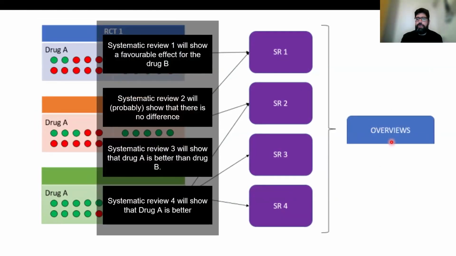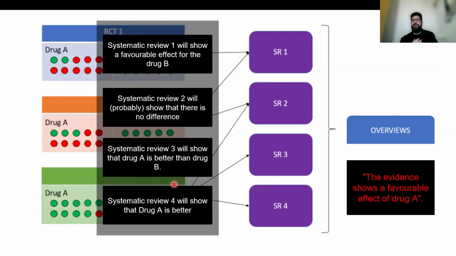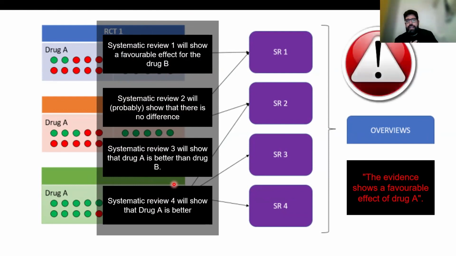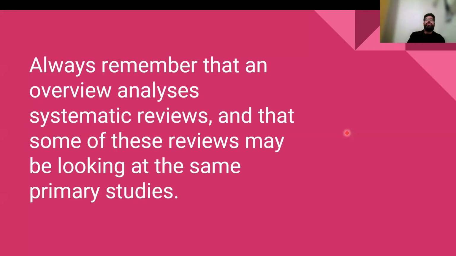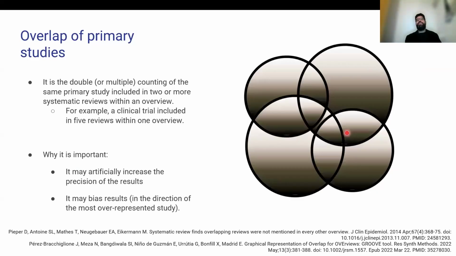So as overview authors, this is what we're seeing. We're seeing the conclusions or the analysis of the authors of the systematic reviews. So it's easy to conclude as overview authors that the evidence shows benefits with drug A. And that's a major bias. That's a major mistake that unfortunately can be quite frequent. So we have to always remember that an overview analyzes systematic reviews, and that some of these reviews may be looking at the same primary studies. And this is what we call overlap of primary studies.